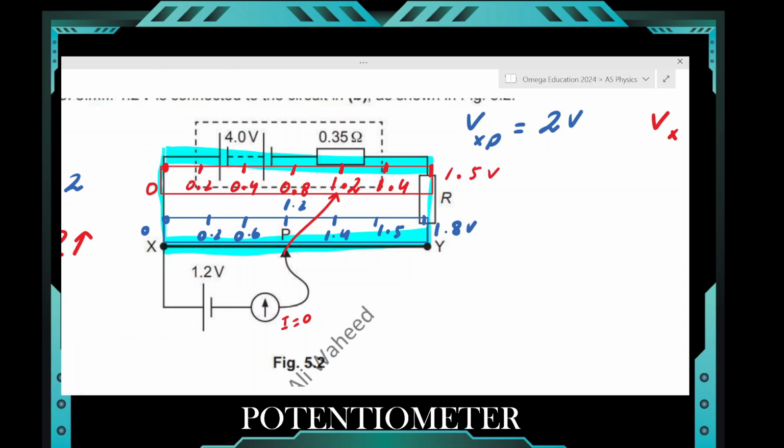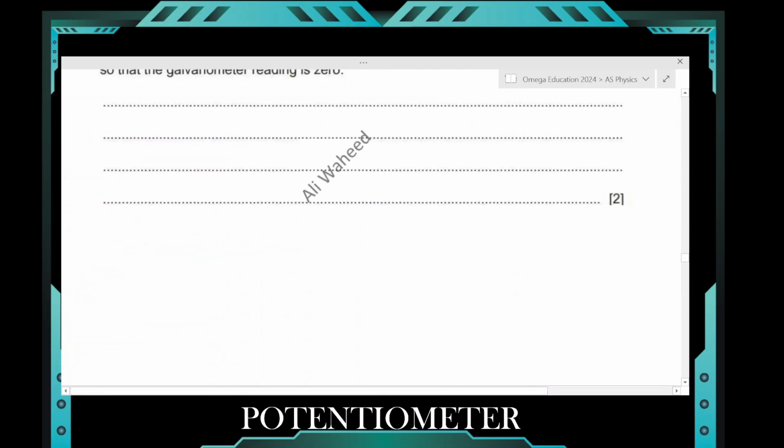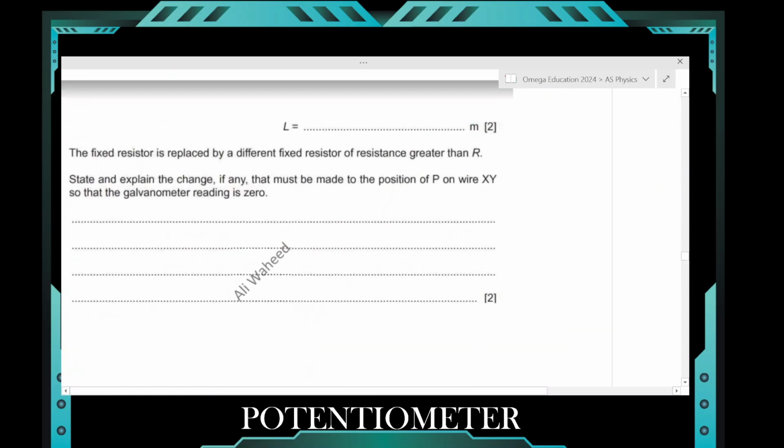The same 1.2 volts, which was previously at this mark, if the total voltage has been decreased, your scale 1.2 volts would move slightly to the right side. So the pointer P has to be moved towards the right side. And how do you answer that? Well, you write all of it.